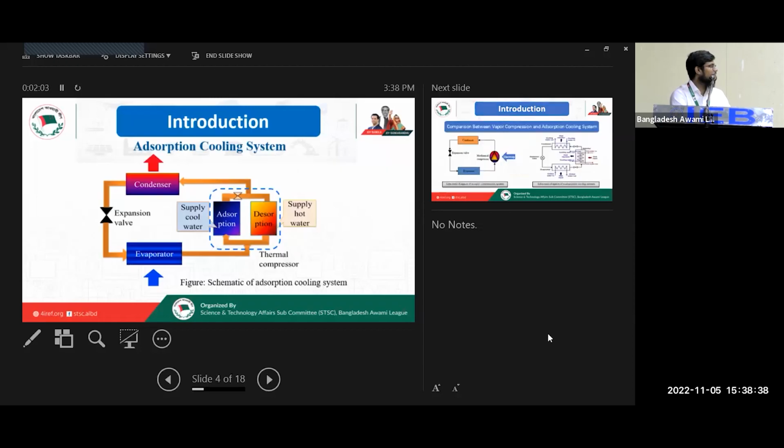This is the adsorption cooling system. Adsorption refrigeration systems use solid adsorbent beds to adsorb and desorb a refrigerant. In reaction to changes in the temperature of the adsorbent, the solid adsorbent adsorbs and desorbs refrigerant vapor. A pair of solid adsorbent beds, a condenser, an expansion valve and an evaporator are the four major components of an adsorption cooling system. When heated, the solid adsorbent bed desorbs refrigerant, and when cooled, it adsorbs refrigerant vapor.